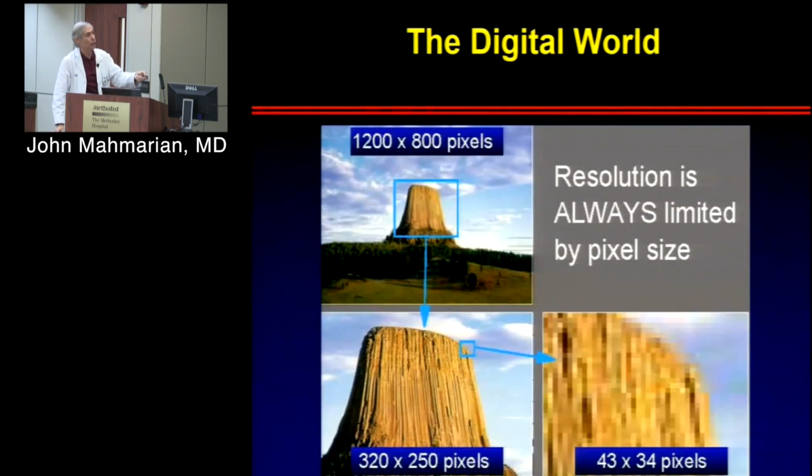So here's a typical grid. You have 1200 by 800 pixels. Nice picture. This is 320 by 250. Now you have better definition of that particular image, right? This is 43 by 43. Now look, it's all degraded, okay? Because the pixels are bigger.